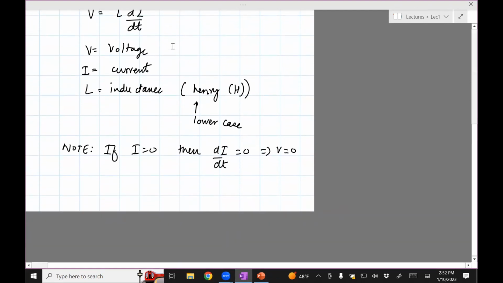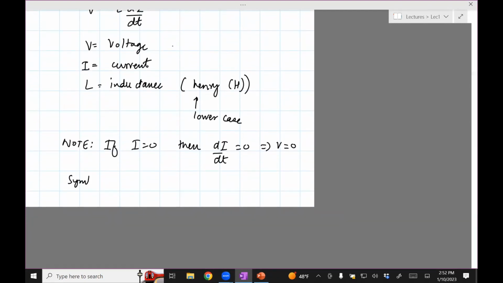The symbol for an inductor is something like this. I would say it looks like a torsional spring. The values for an inductor are printed on the inductor, so you don't have to scratch your head and figure out what it is by the colors like in the resistor. It's just written on it, and it will be in henry.